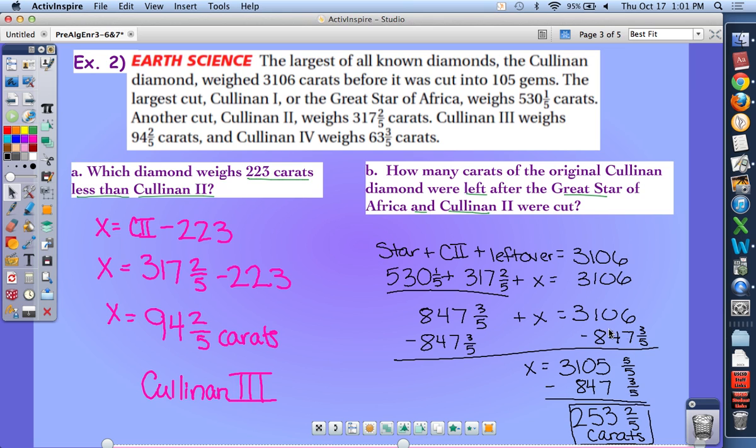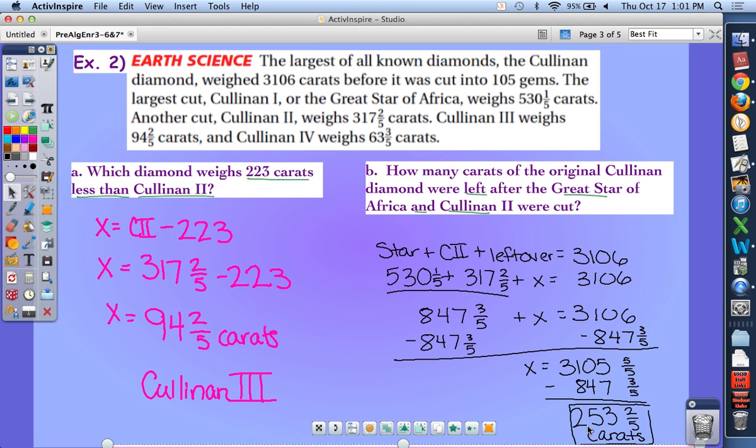So I took 3,106 and I made it 3,105, and I took the 1 that I took off of there and put it as a fraction. 1 is the same as 5/5, and I chose 5/5 because now I can add or subtract these parts really together. So this number right here is the same as this number right here, it just looks a little different, right? Now when I subtract, I can subtract these parts, and I can subtract the wholes, and I get 253 and 2/5 carats as my leftovers.